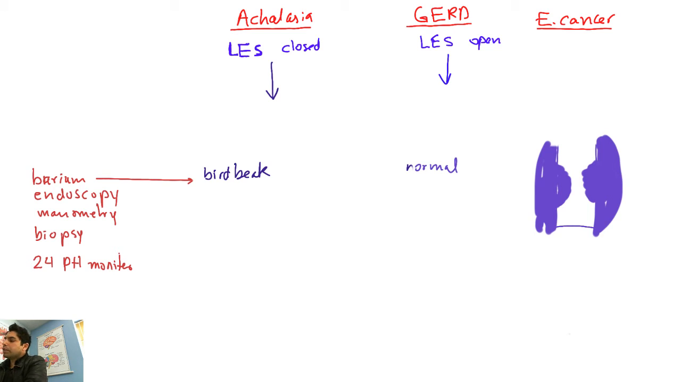Now be aware of the terminology that I used. Apple core appearance, apple core esophagus means what? Cancer. If the apple core esophagus is lower esophagus, it's adenocarcinoma. If it's upper, it's squamous. If bird's beak, it is what? Achalasia. If it's normal, GERD. So that's for this.